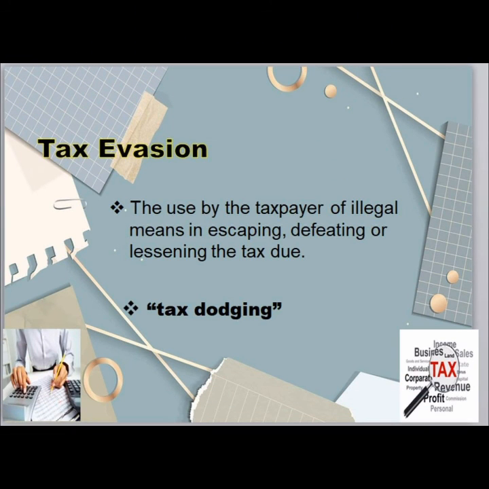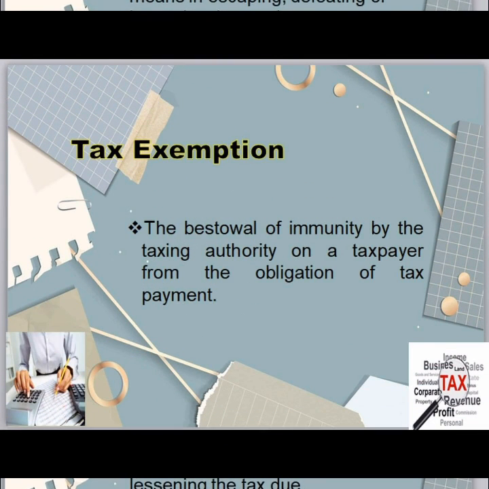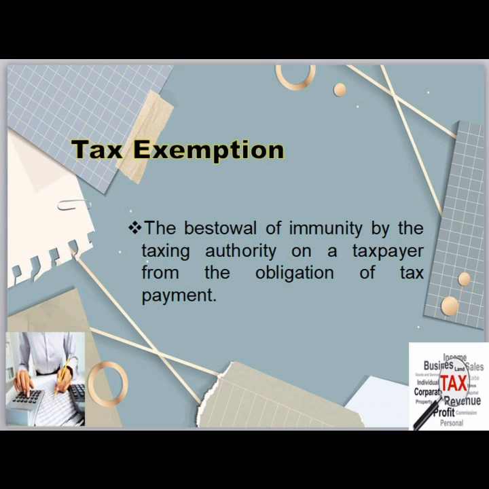Tax evasion is the use by the taxpayer of illegal means of escaping, defeating, or lessening the tax due. Tax shelter, also known as tax haven, is the legal usage of the tax regime in a single territory to one's own advantage in reducing the amount of tax that is payable by means within the law. A tax shelter is one type of avoidance, and tax havens are jurisdictions that facilitate reduced taxes. Tax exemption is an immunity granted by the taxing authority to the taxpayer from the obligation of tax payment.